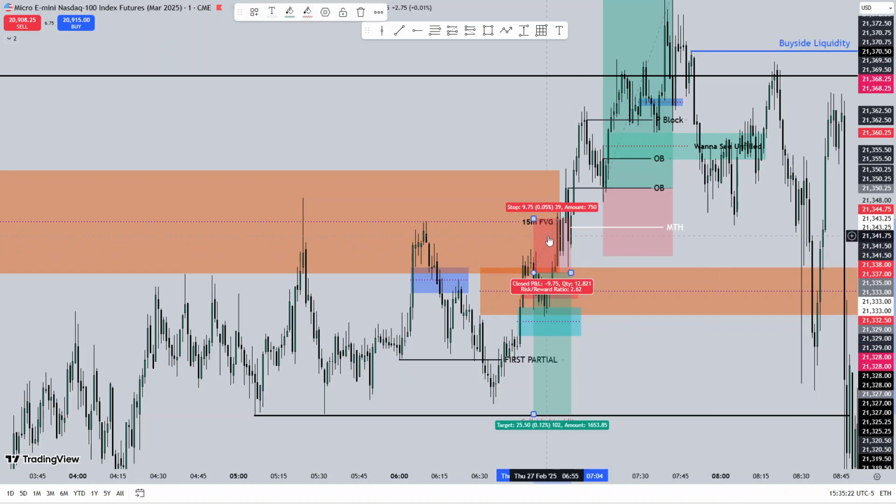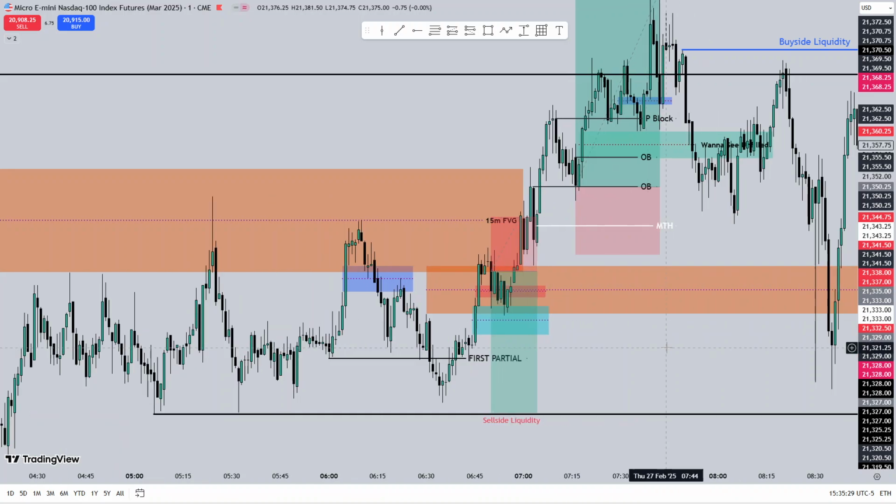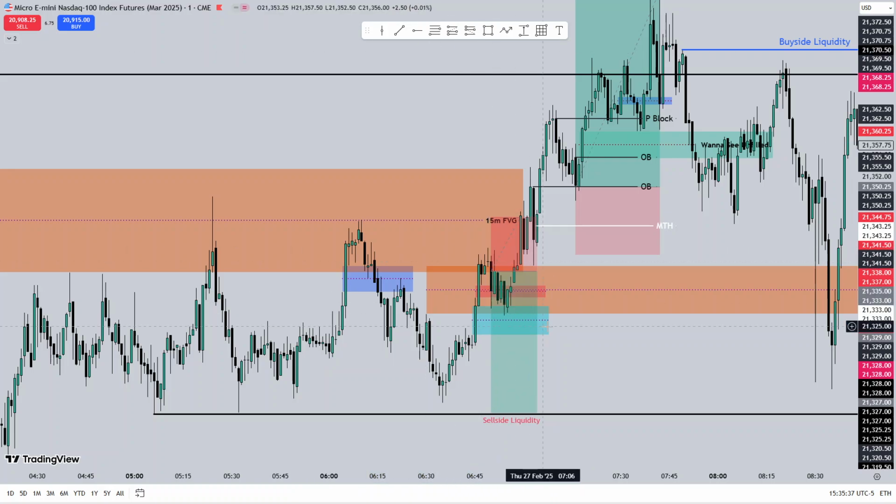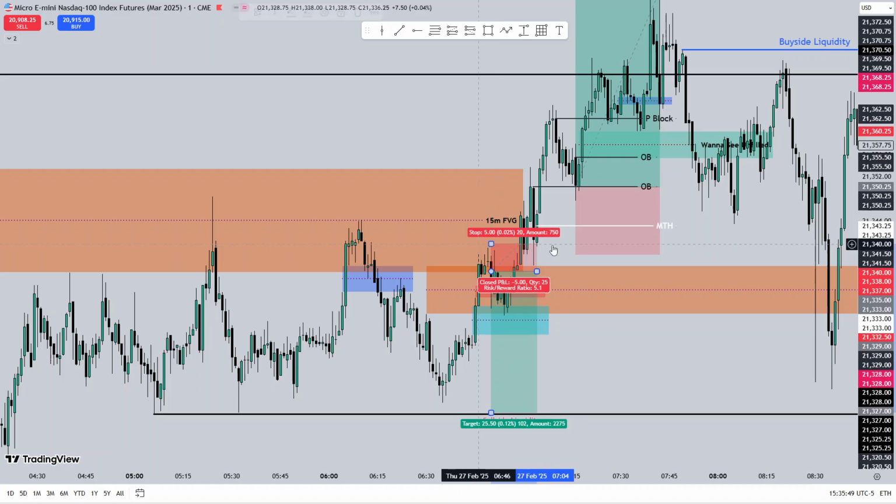Because I was not taking any entry on the whole day Thursday, that's why I simply took my entry from here, but it didn't work. I normally got stopped out, but I put my first partial over here. Sorry, this is not my first partial. I simply put my first partial on this gap because I was watching this gap and this gap was reacting. Okay, that's why I took my first partial over here, and I trailed my stop loss over here and I got stopped out over here.